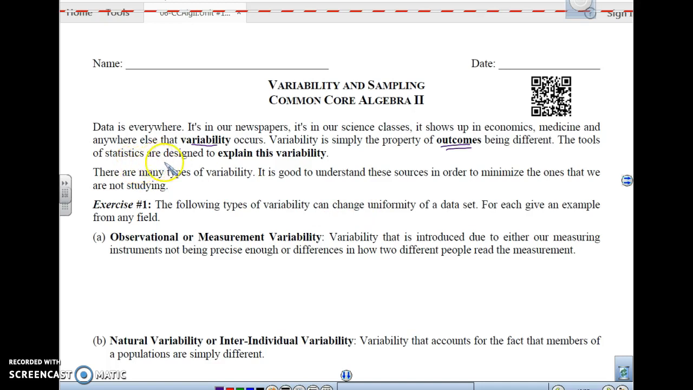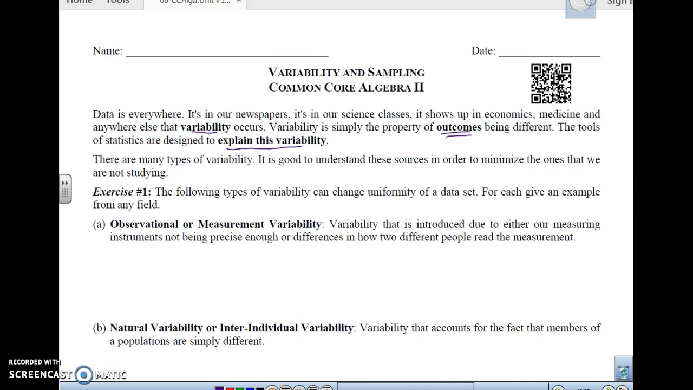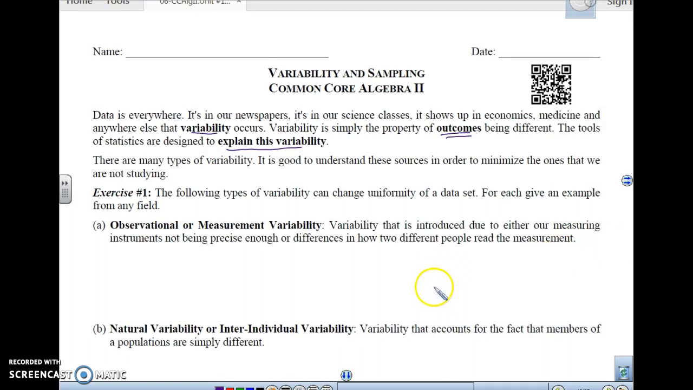The tools of statistics are designed to explain this variability. So we want to explain why things are different from each other. And there's many types of variability. So let's look at the different sources that we have so that we can see which ones we're going to be studying. So the following types of variability can change the uniformity of the data set. So that's what makes a set different. So let's look at an example from any field.